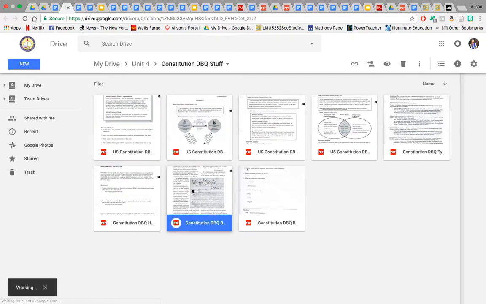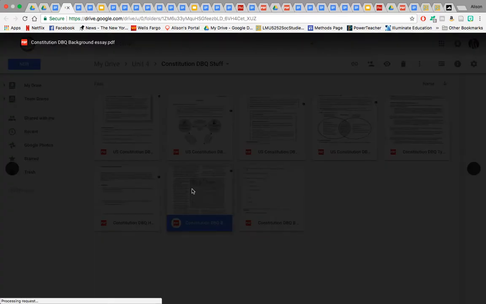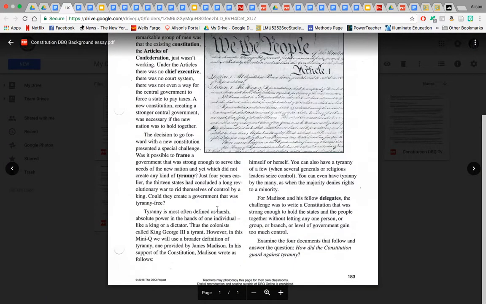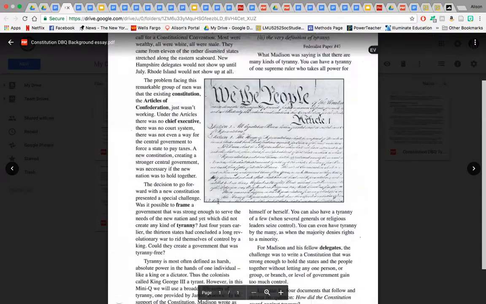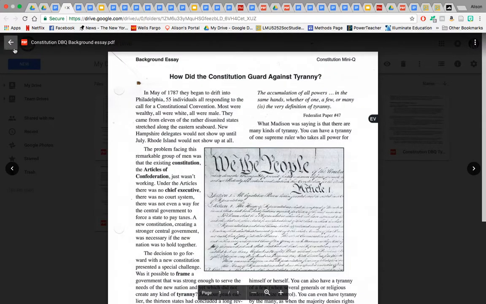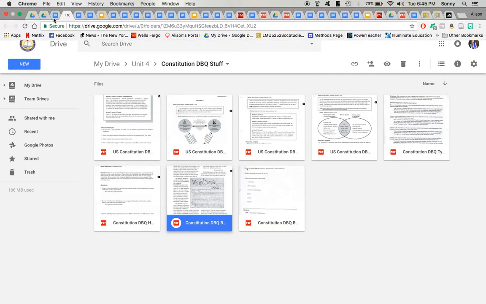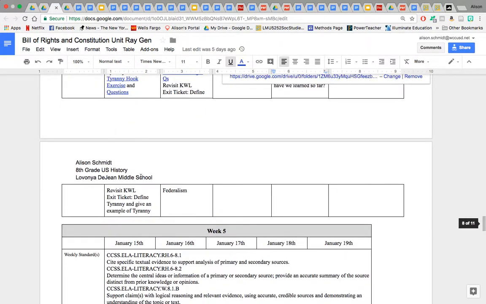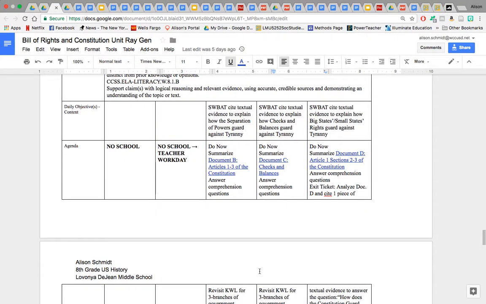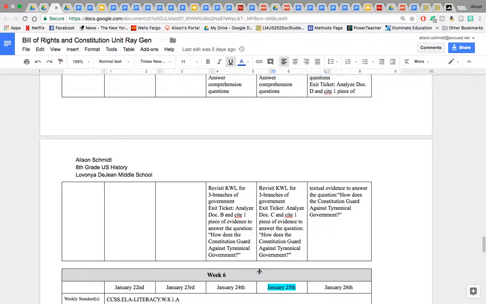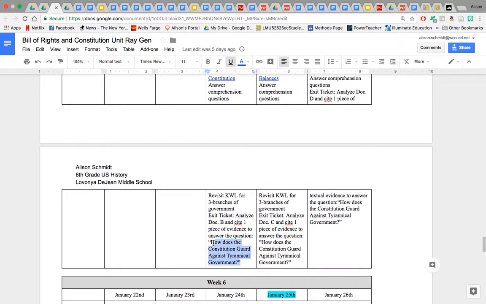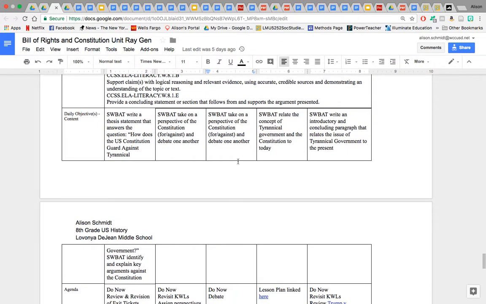which is right here. This is an introduction to the DBQ. They're going to get some background, which will also be built on throughout the week before. Moving down here, they summarize the articles, each different document, and then at the end of every day, they use that document to explain how it affected the articles.